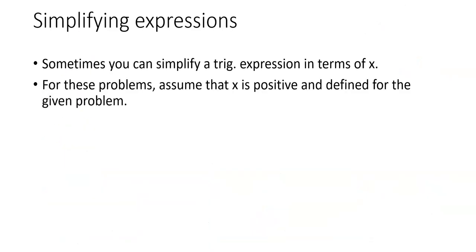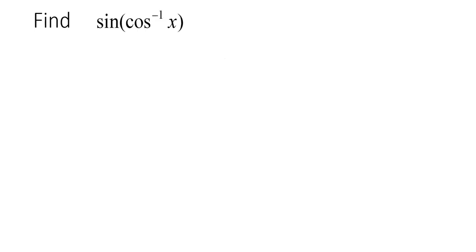All right, every once in a while you'll have one to simplify that's not in terms of numbers like we had, but rather in terms of x. So for these problems, we assume that x is positive and defined for the given problem. It could be that I give you an inverse tan of something, and if it were pi over 2, it would be bad news, so we assume that it's not.